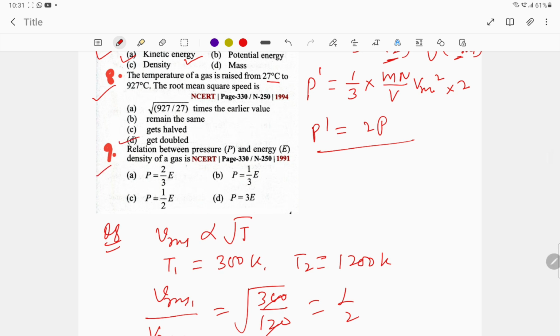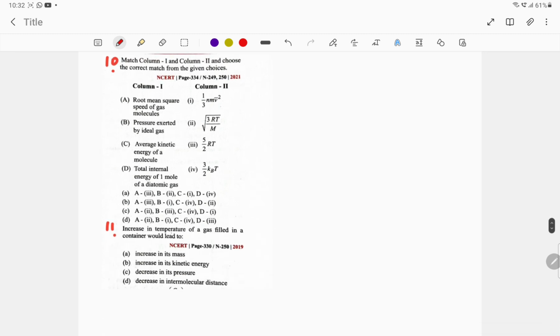Now next, 9th question. The relation between pressure and energy density of a gas is? You have been asked the relation, and we know that the relation is pressure is equal to 2/3 of kinetic energy density. So A part is the correct answer.